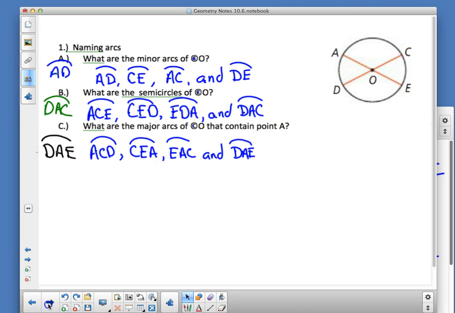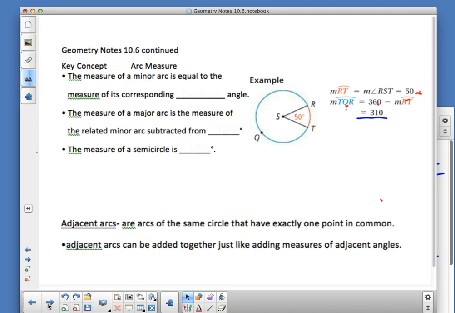Okay. Now, key concept for this: the measure of a minor arc is equal to the measure of its corresponding central angle. The measure of a major arc is 360 minus the measure of the related minor arc, and the measure of a semicircle is 180. And people are like, what? So let's step through each one.